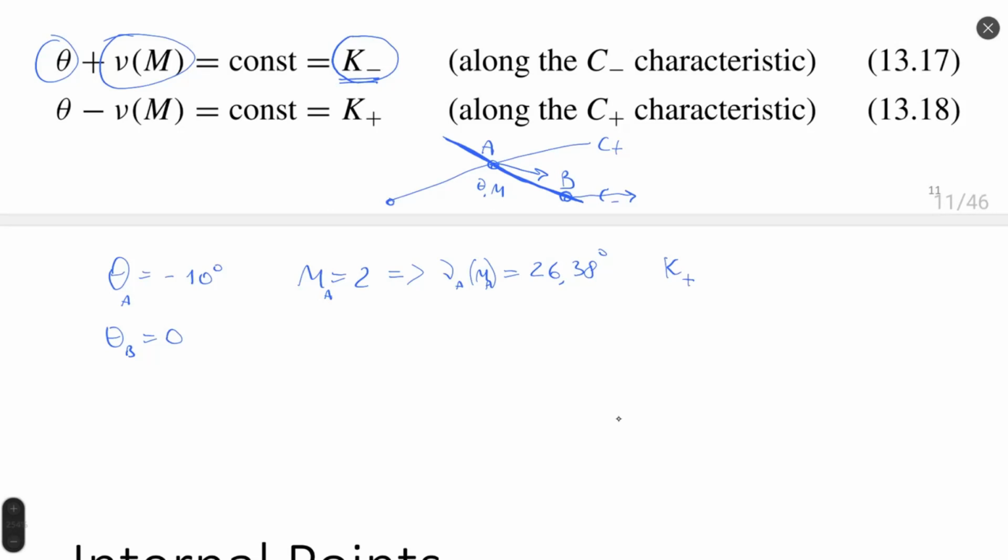My constant K plus at point A would be, oh, no, sorry, not K plus, it's K minus. K minus at point A, because it goes down, would be minus 10 plus 26. I just would like to use 26 degrees because 38 becomes too long. Plus 26, it will be 16 degrees, right? Please let me know if I make some simple mistake, I would correct immediately. 16 degrees. And if I have 0 degrees at point B, my K minus is the same, plus 16 degrees, because I'm still on the same characteristic line at point A and at point B.